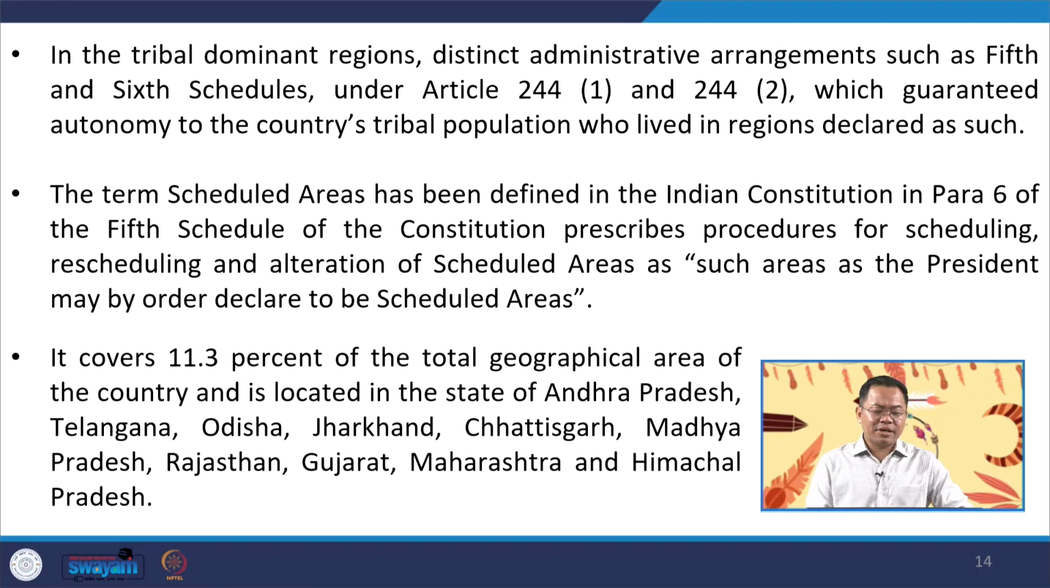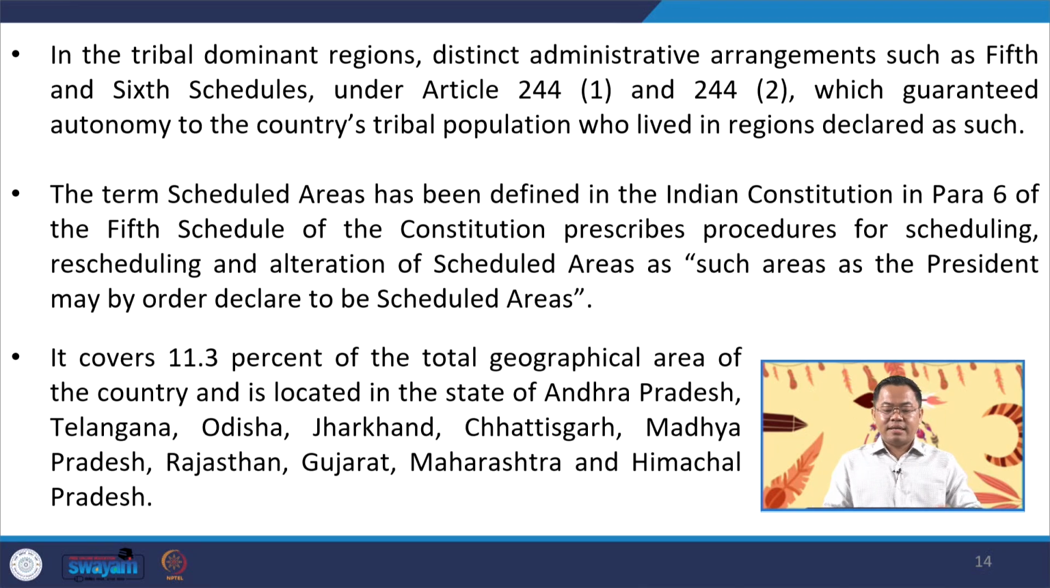Now, in the tribal dominant regions that I have shown in this map, particularly in central India and northeast India, there are two distinct administrative arrangements in the form of the 5th and the 6th schedules under Article 244 section 1 and 244 section 2, which guarantee autonomy to the country's tribal population who live in regions declared as such. These scheduled areas have been defined in the Indian Constitution in para 6 of the 5th schedule, which lays out the criteria for scheduling, rescheduling and alteration of scheduled areas, as such areas as the President may order declared to be scheduled area.